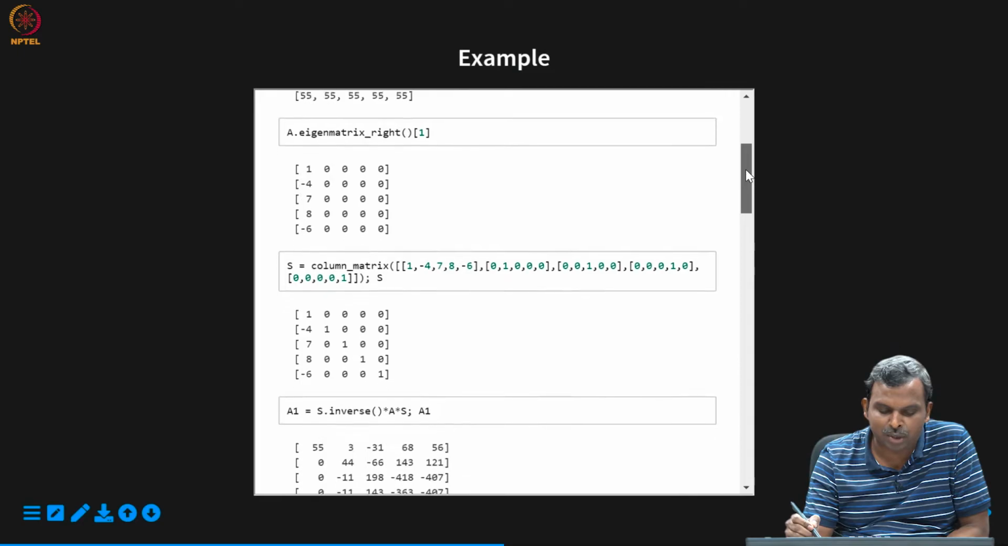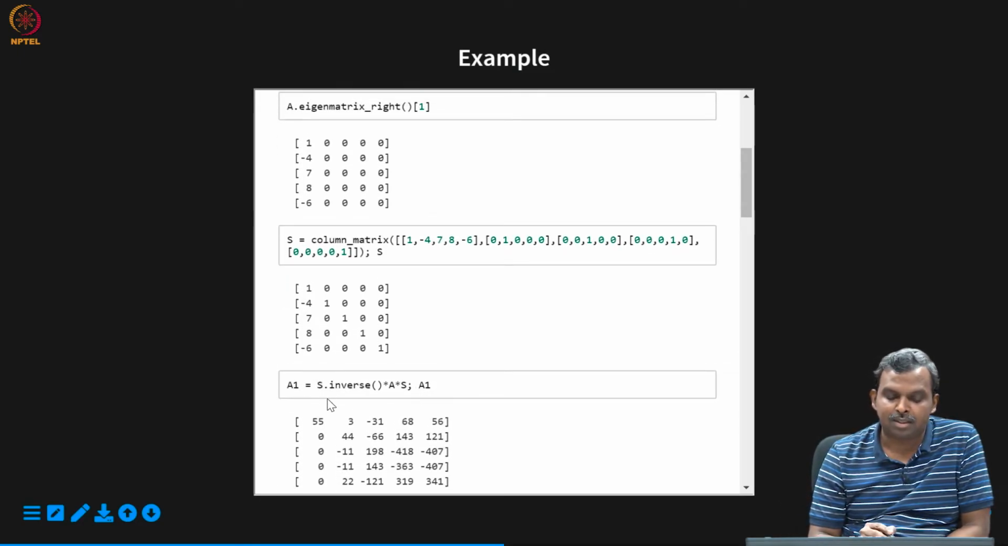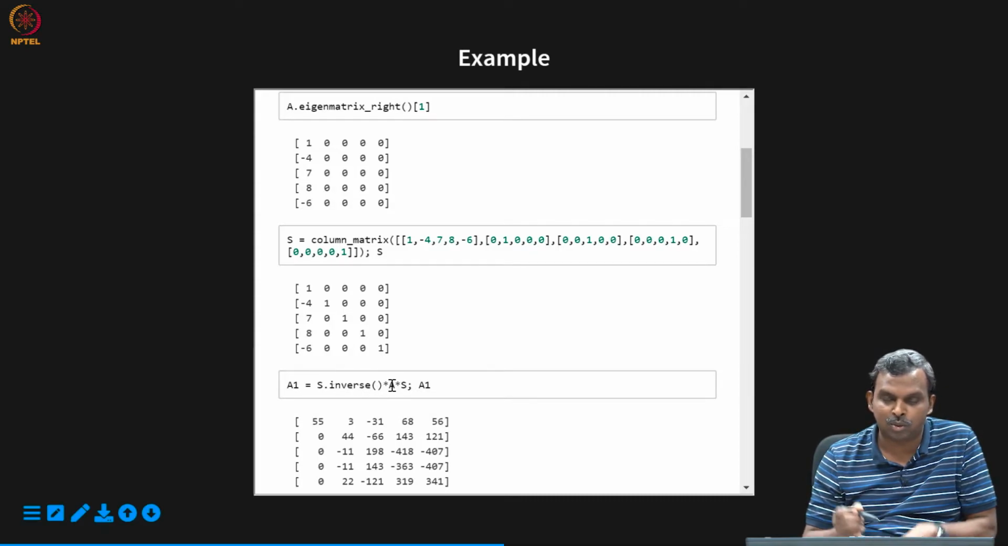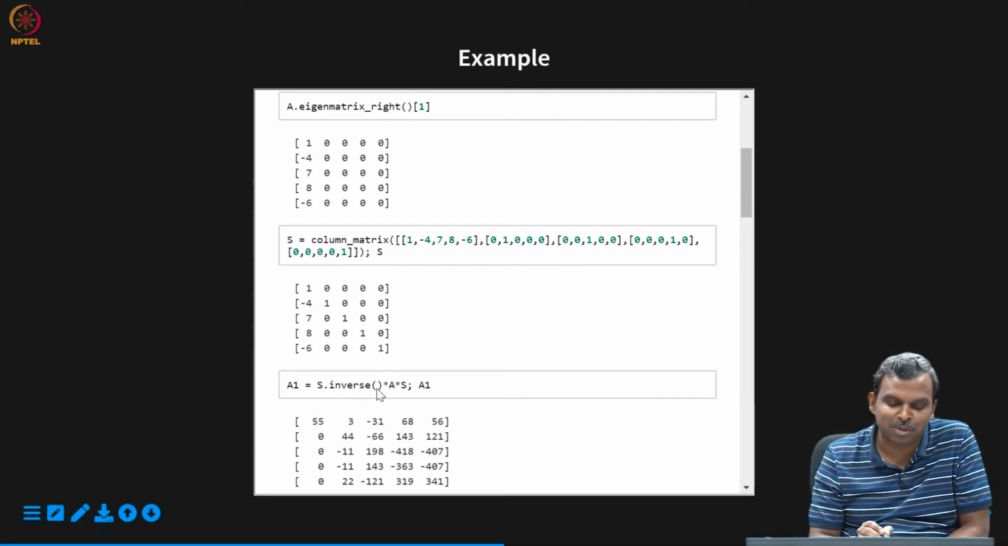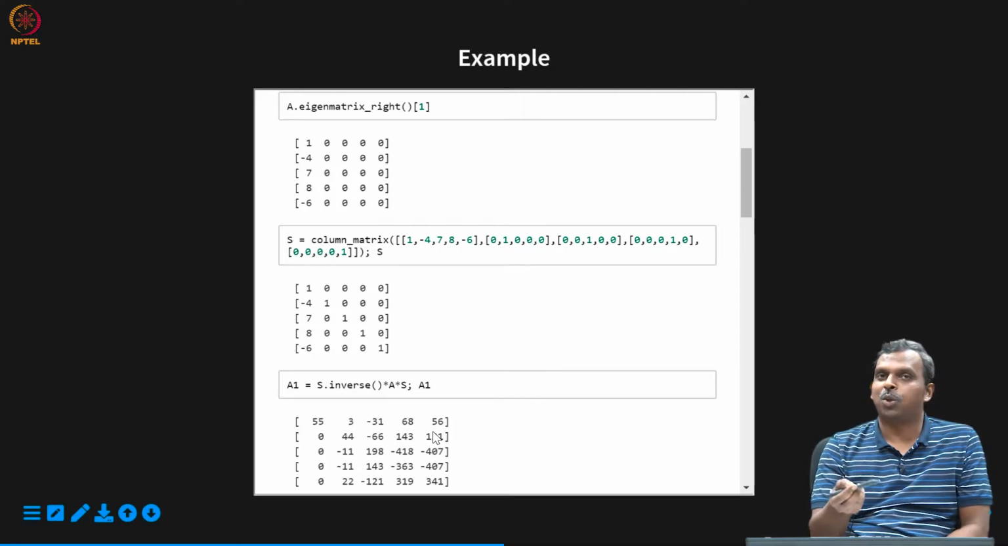Once I do that, I have to implement my basis transformation, and that's what I've done here. Again, there's this method called inverse. Those of you who have experience calling these methods will see that the open bracket, close bracket clearly tells me that there's a function here. So S dot inverse computes the inverse; multiply by A, multiply by S, and you will get this matrix. And lo and behold, you know what's going to happen.